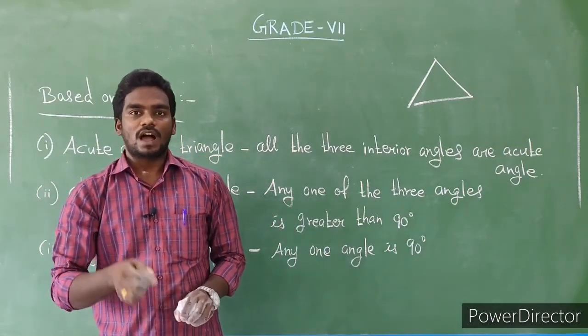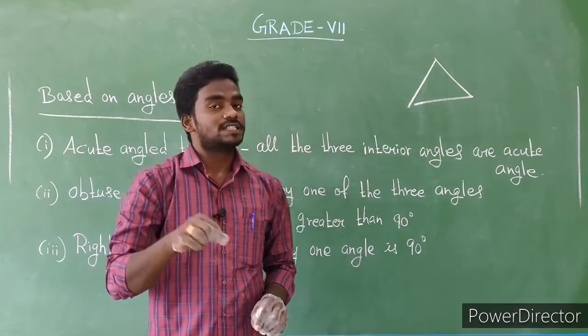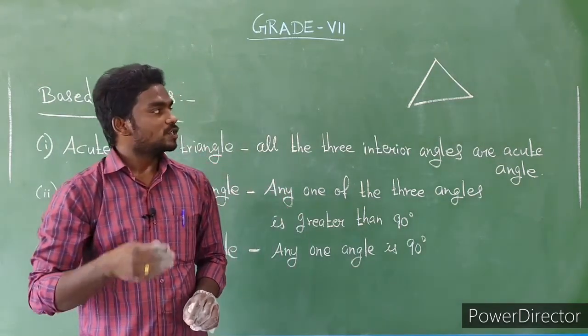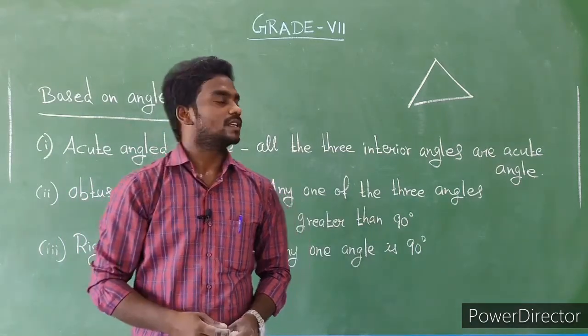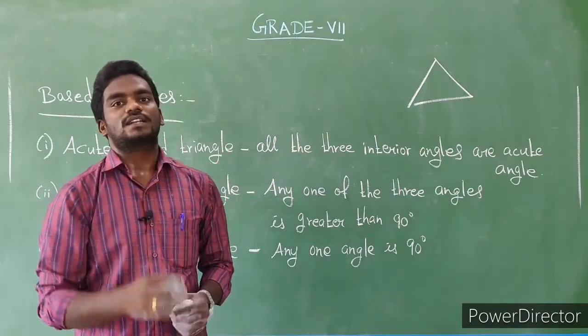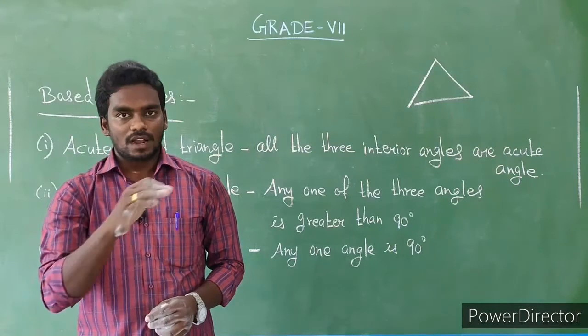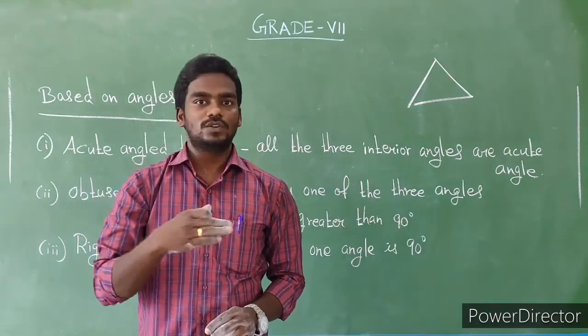Scalene triangle means all three sides are of different lengths. An isosceles triangle means any two sides of the triangle are equal in measure. Next, the third one is the equilateral triangle. Equilateral triangle means all three sides of the triangle are equal in measure.